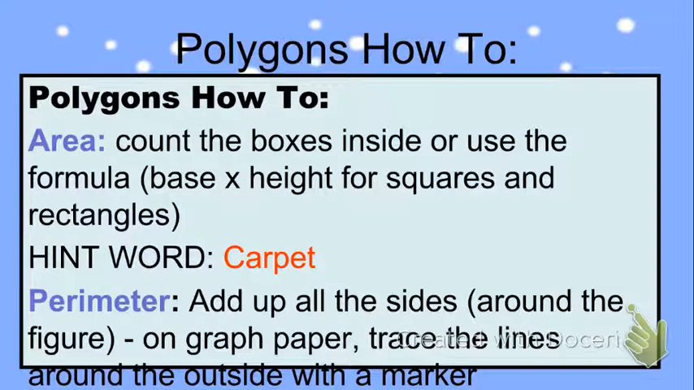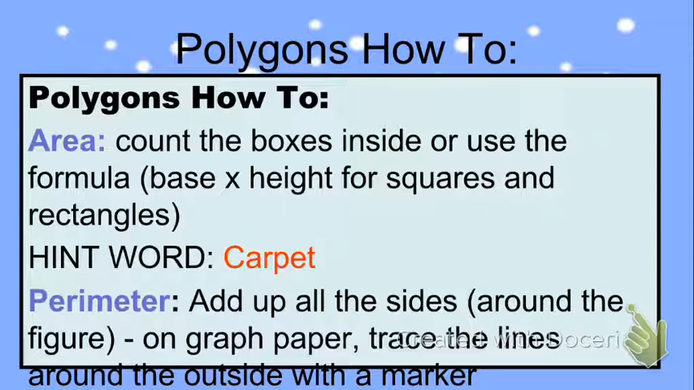Okay, so this is just our little how-to real quick. So for the area, you count the boxes inside or use the formula base times height for squares and rectangles. Remember carpet. So whenever we talk about area, I'm going to remind you that that has to do with carpet, covering something. You don't just have a line of carpet in your house. You have a whole floor of carpet. So it's made up of little squares, if you will, that make up that carpet.